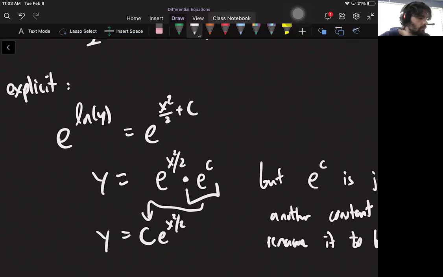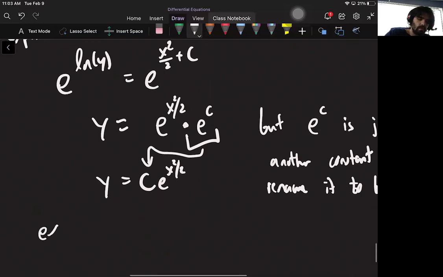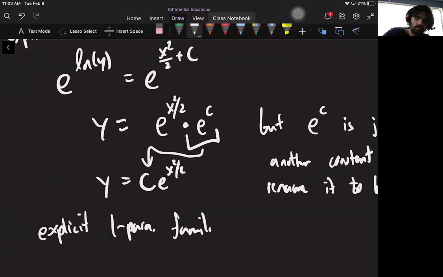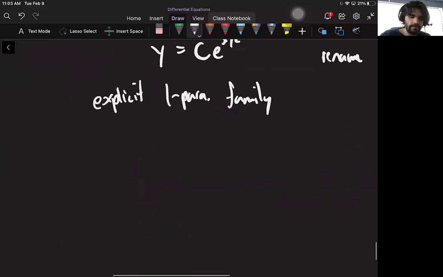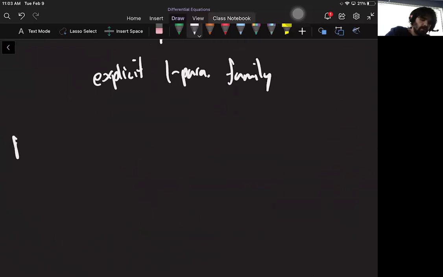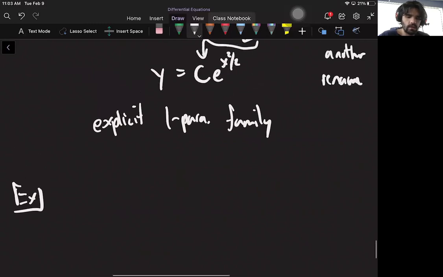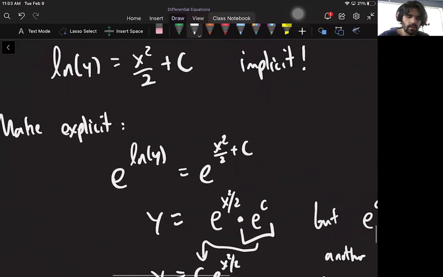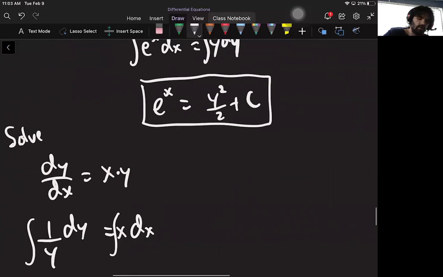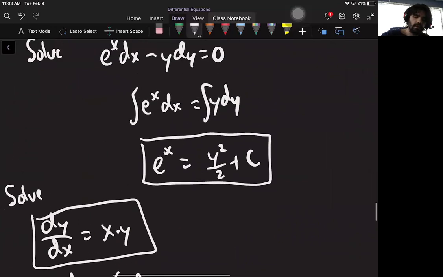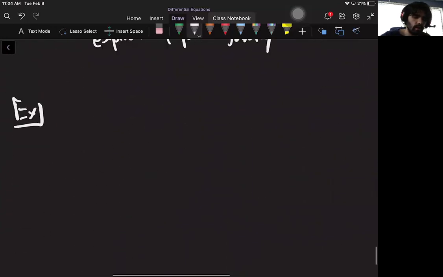So that's my solution. So now it's explicit. One parameter family. Because it's a function, y is a function of x. Okay. And of course, right now, you're just trusting me that these are solutions, that this actually worked. But what you could do is take derivatives and plug them back in to make sure they actually solve the differential equations that we started with. So do that if you like, or you can trust me.